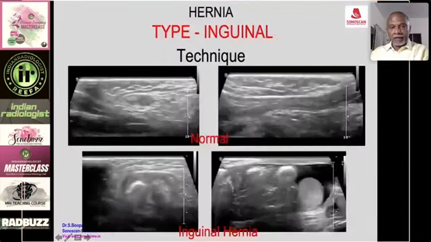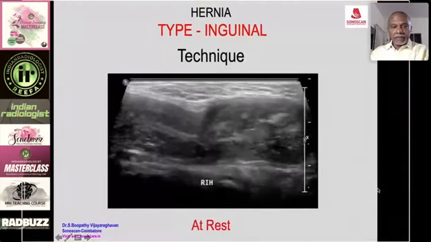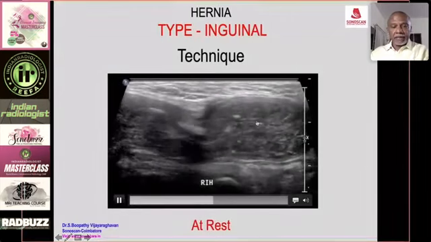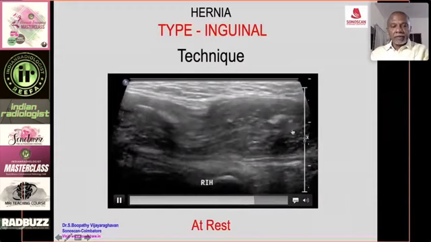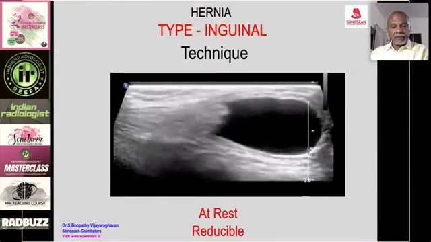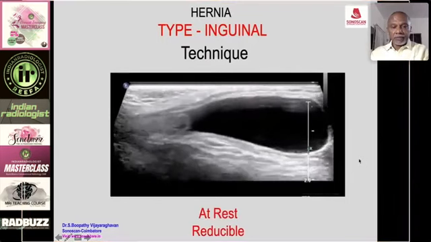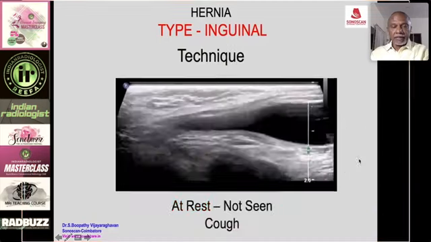Whereas when there is hernia, at rest, you see the bowel loops going into the scrotal sac by the side of the testis with some fluid. So that is inguinal hernia. So that is the inguinal hernia present at rest, and you can try to reduce it, and if it is reducible, it escapes back into the abdomen. That is the pressure, and it gets reduced. So that is a reducible inguinal hernia.